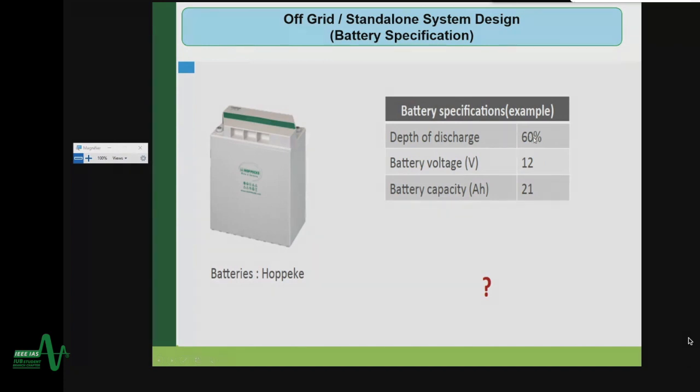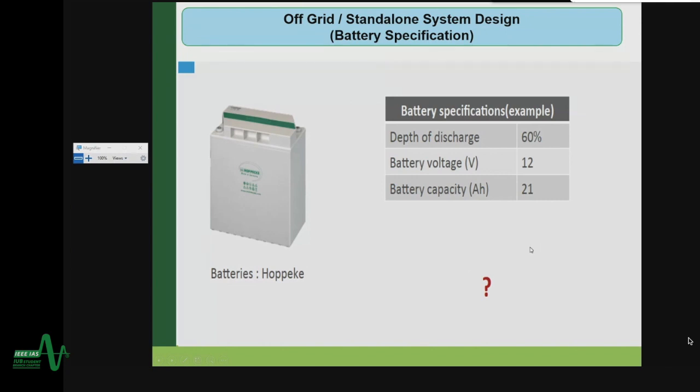Now let's come to this point, battery specification. We are actually choosing depth of discharge here as 60%. However, just one piece of information: in the practical field, we are actually not choosing depth of discharge as 60%. We choose it 80%. Okay, not 60%.